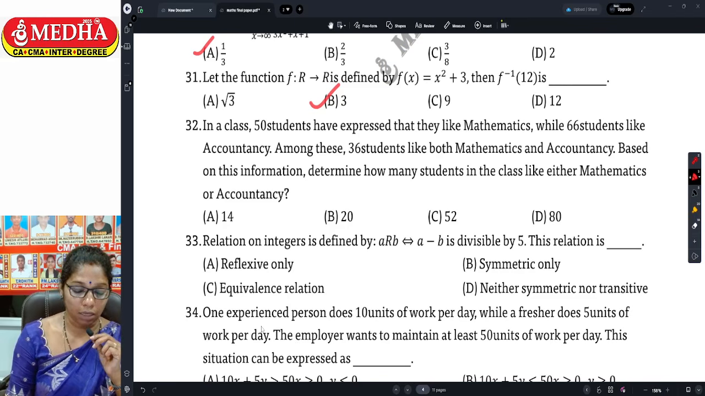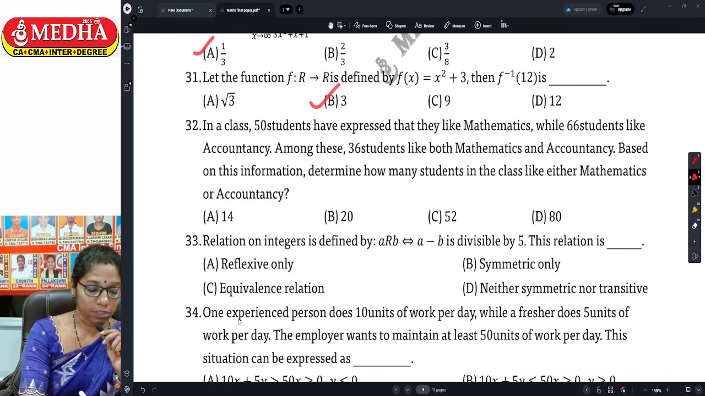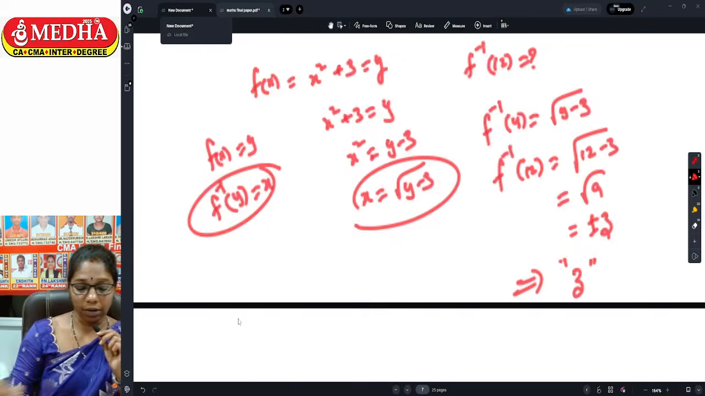Maths లేదా accountancy ఇష్టపడే వాళ్ళు ఎందరు అని అడిగారు. సో ఫస్ట్ ఆఫ్ ఆల్ బై యూజింగ్ వెన్ డయాగ్రామ్ సాల్వ్ చేస్తున్నాను.